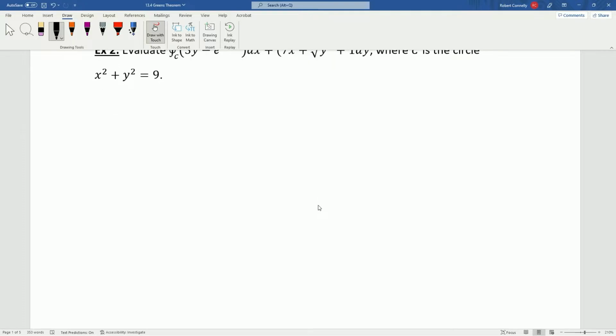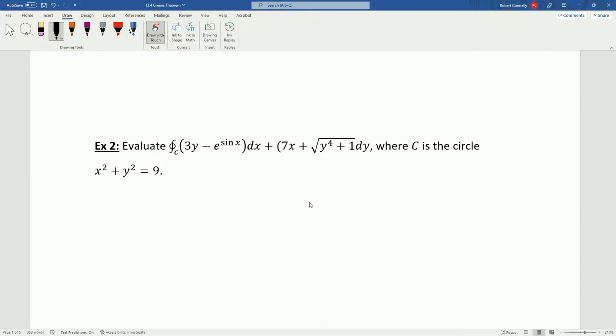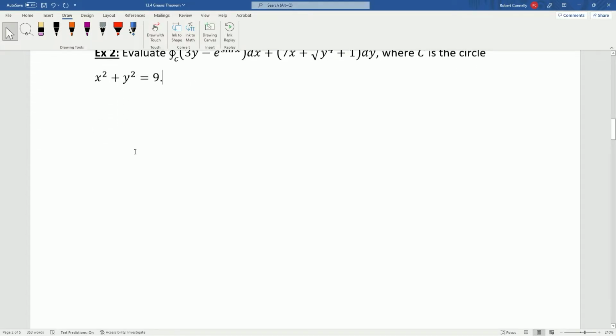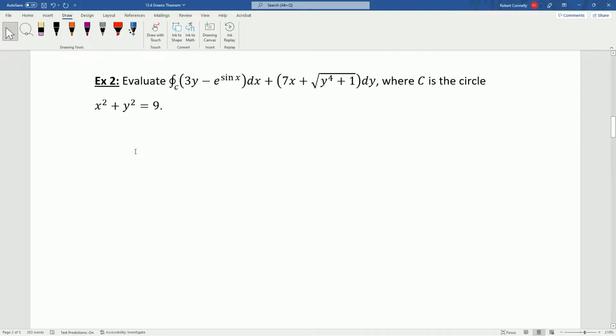Okay, so let's take a look at example 2 here. Evaluate the positive-oriented line integral of (3y minus e to the sine x) dx plus (7x plus the square root of y to the fourth plus 1) dy. And another little typo there, there should be a little extra parentheses. Where C is the circle x squared plus y squared equals 9. The first thing to do is to figure out what this region looks like. So it's the circle with radius 3.